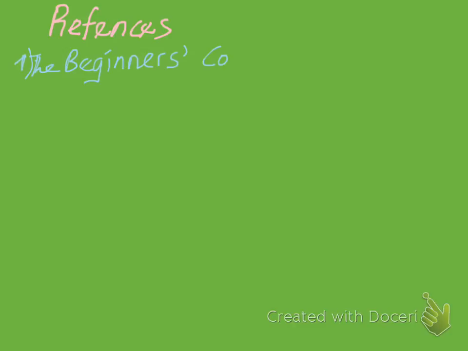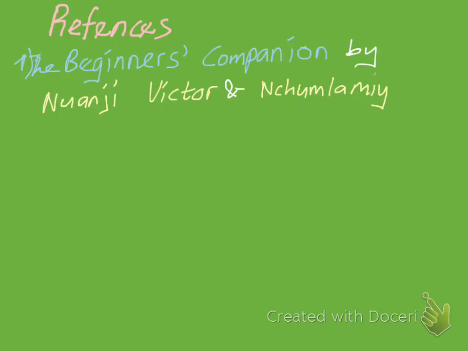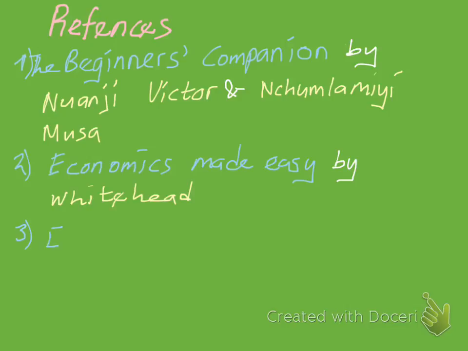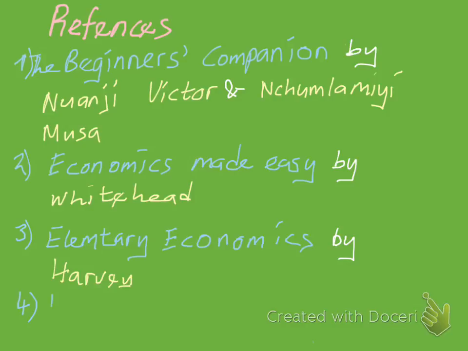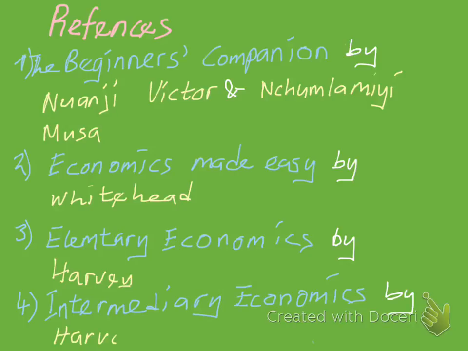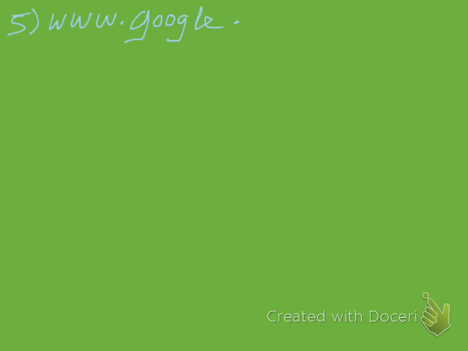The Beginner's Companion by Nwanji Victor and Chumlami Musa. You can go through Economics Made Easy by Whitehead, Elementary Economics by Harvey, Intermediary Economics by Harvey again. And you can also get more information online. You can Google information or anything on google.com or wikipedia.org.